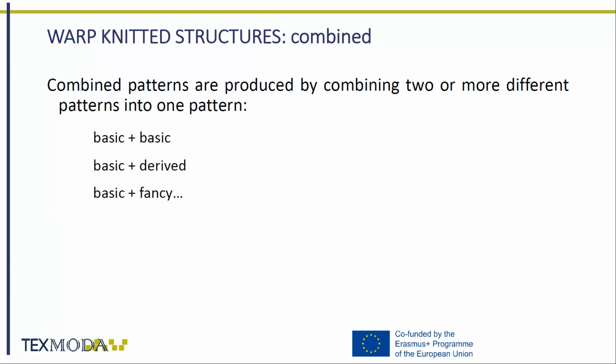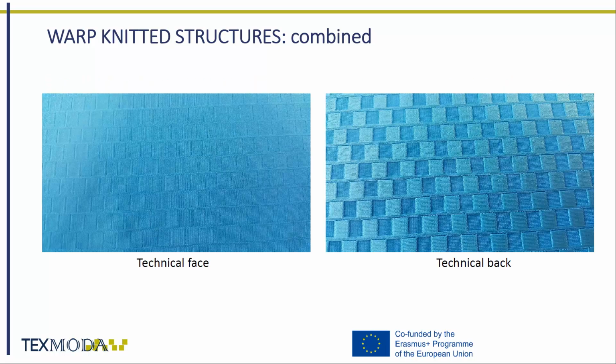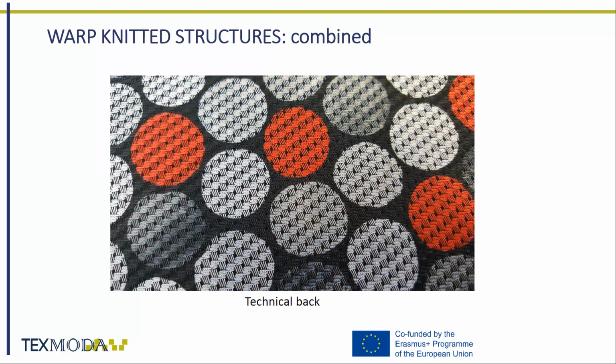Combined patterns are produced by combining two or more different patterns into one pattern repeat. Combination of different patterns into one new pattern allows to obtain new design and new functional properties. Usually, the technical backside of the combined warp knitted fabric is more interesting than the technical face side.